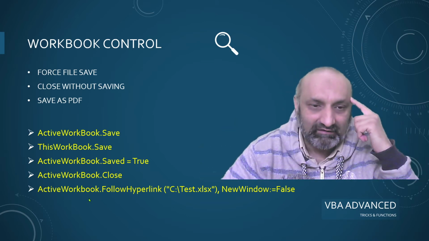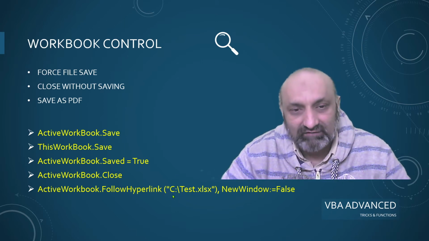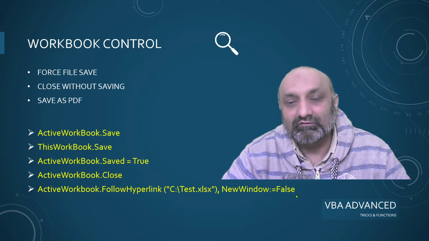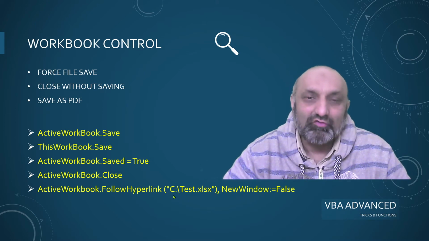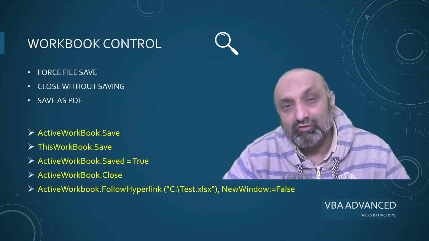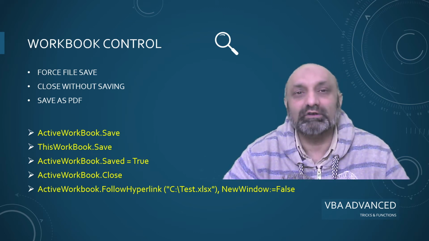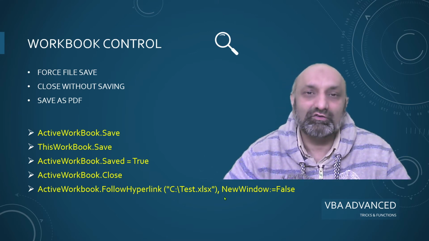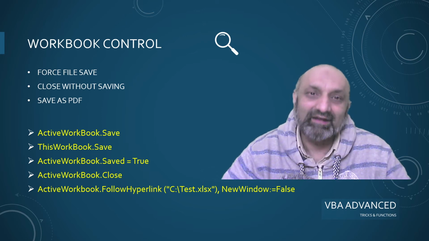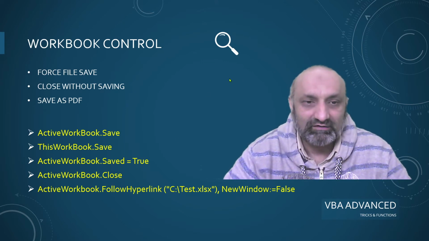And the last command, ActiveWorkbook.FollowHyperlink with some file with its complete path, NewWindow = False. This is the command I use to switch to an open workbook or open a closed workbook. There are other commands which can open a closed workbook, but the beauty of this command is that it will open a closed workbook, and if that workbook is already open, it will switch to that workbook. So let's try and test these commands.